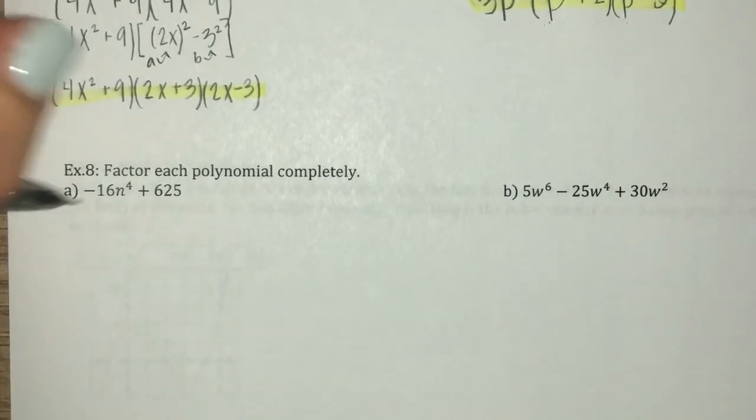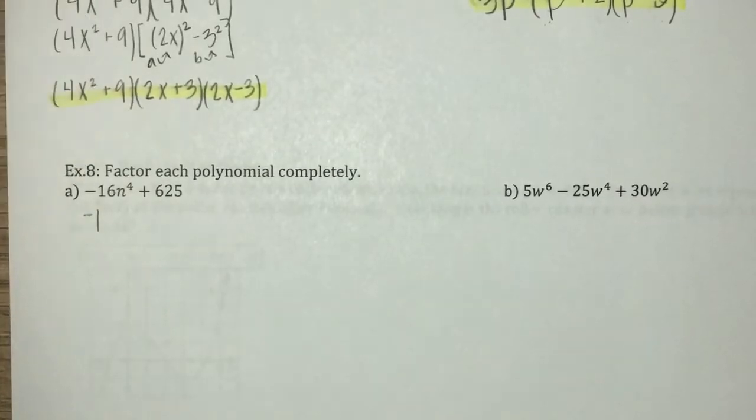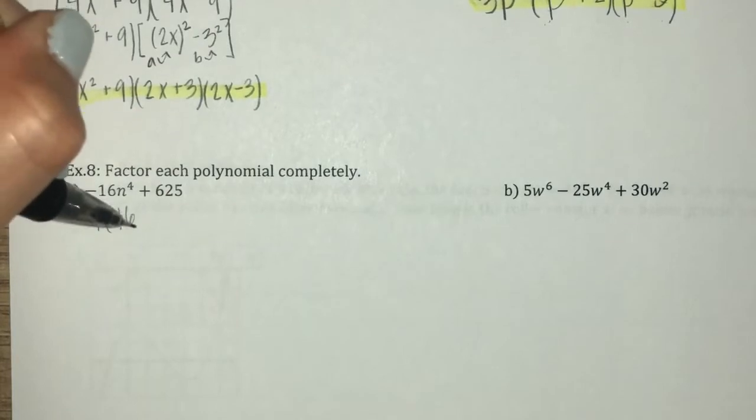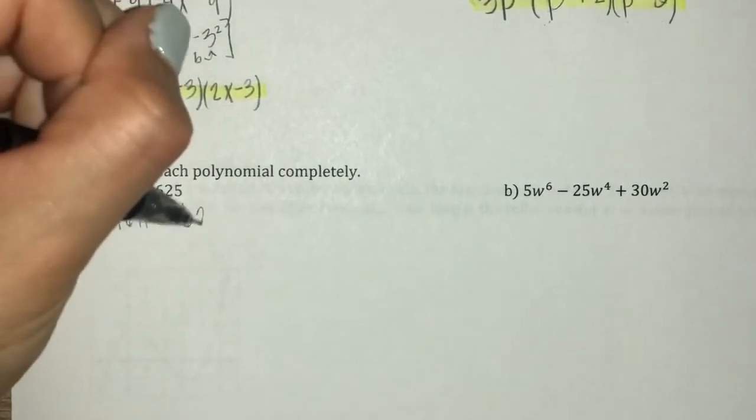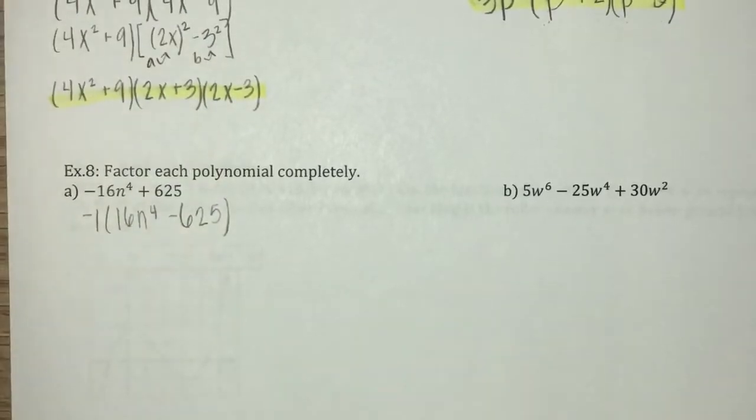So we can just factor out a negative 1, and then that flips the signs. So if we factor out a negative 1, it turns into 16n to the 4th and then minus 625. And then we can start thinking about if it's a difference of squares. So 16n to the 4th, I can write that as something being squared. And then 625 is 25 squared.